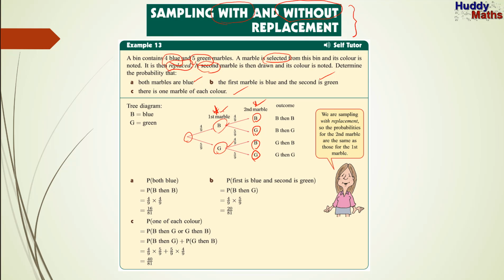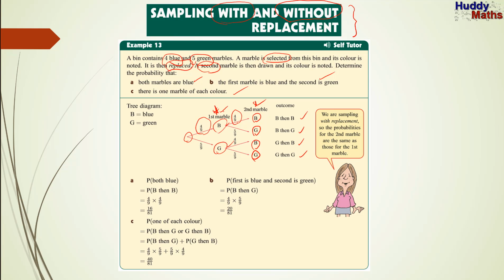What could it be? It could be a blue then a blue, a blue then a green, a green then a blue, a green then a green. That's the way we've got it set up there. So here we are going to look at what's the probability of a blue, 4 ninths, and then what's the probability of another blue? Well, it still stays at 4 ninths. Why didn't we adjust it? Because they're independent. These events, first and second marble events, are independent because we put it back in.